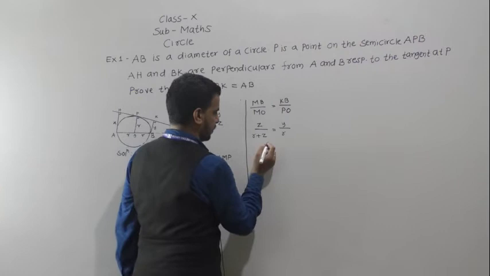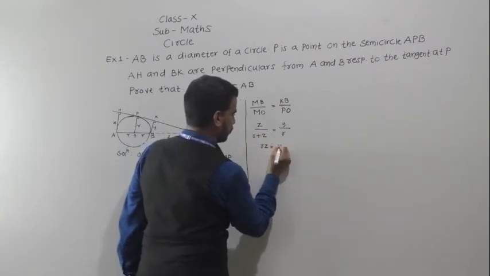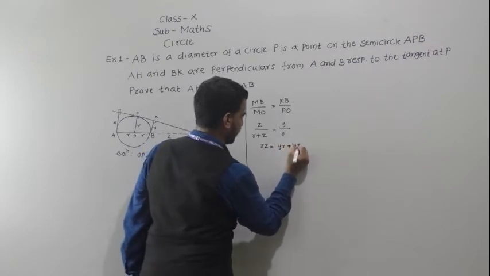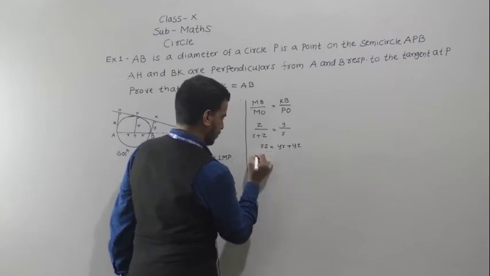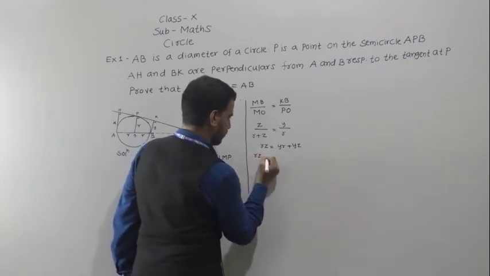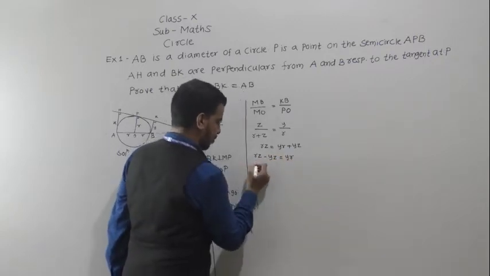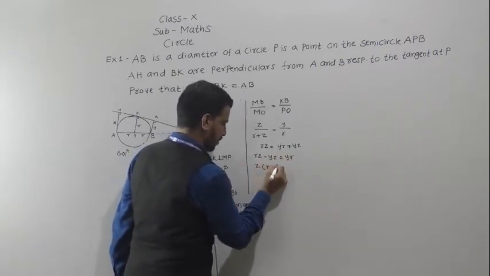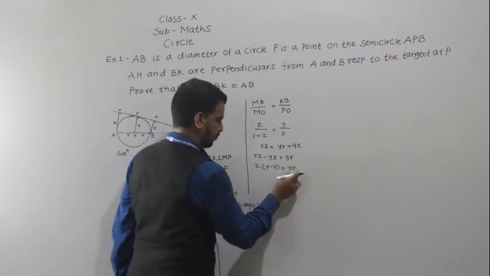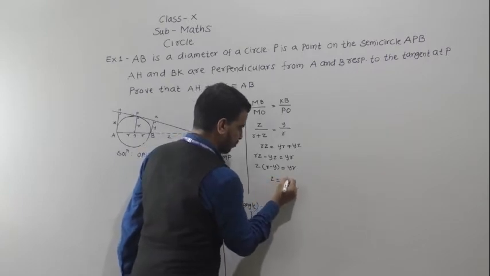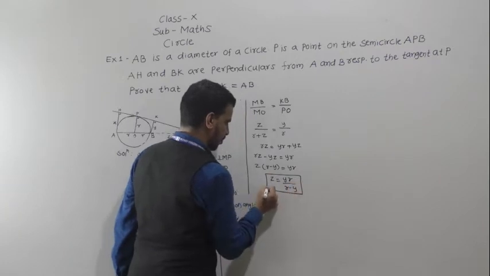So if we simplify this and find the value of Z, RZ is equal to YR plus Y into Z. If we shift this Y into Z here, RZ minus Y into Z is equal to YR. If we take Z common, (R minus Y) into Z is equal to YR, and if we shift this R minus Y, Z is equal to YR upon R minus Y. So this is the value of Z.